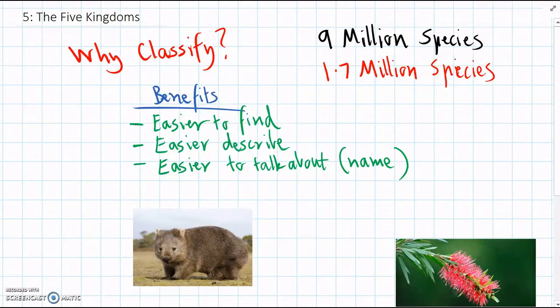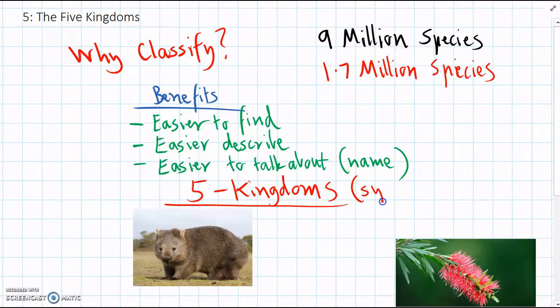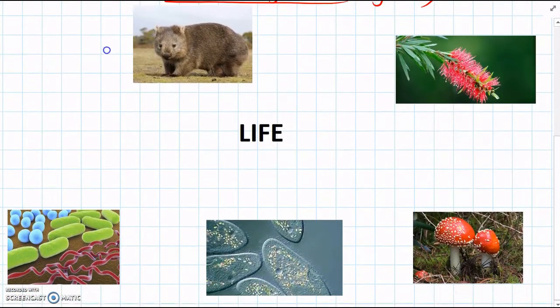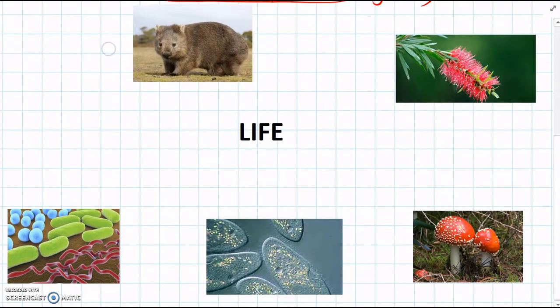So now we're going to look at one method that's really common for classifying or grouping living things. It's called the 5 kingdoms, or the 5 kingdom system. What it does is it groups every living thing into one of 5 different kingdoms of life. And we're going to go through each of the 5 kingdoms now to talk about the features that they have in common.